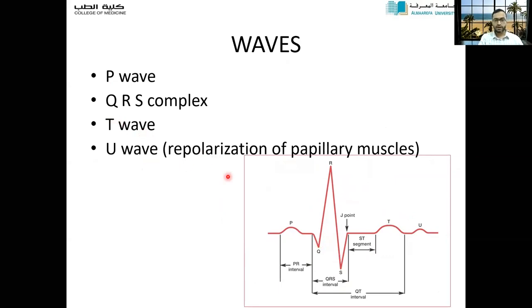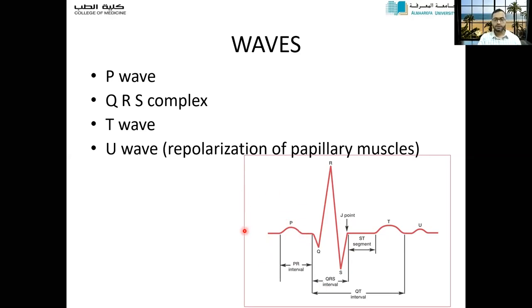Now coming to the segments. One segment you can see here is from the end of the P wave to the beginning of the Q. This is known as the PR segment, and you can see it is a straight line. Another important segment is from the end of the QRS complex to the beginning of the T wave. This is known as the ST segment. The significance of all this I will tell you in a short while.